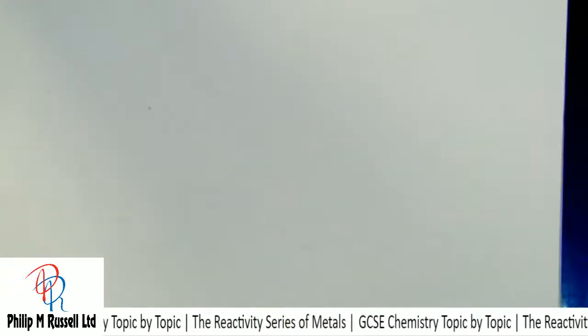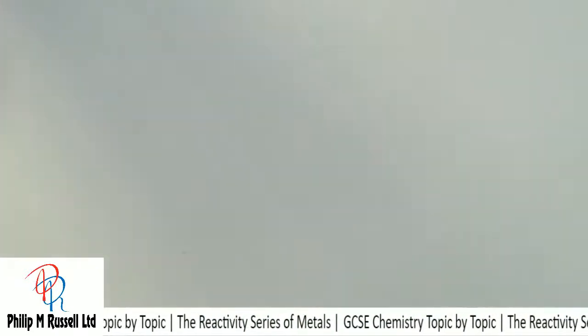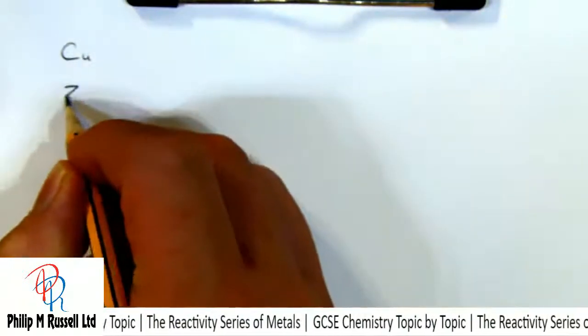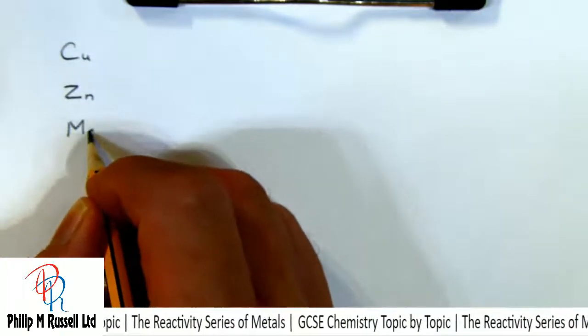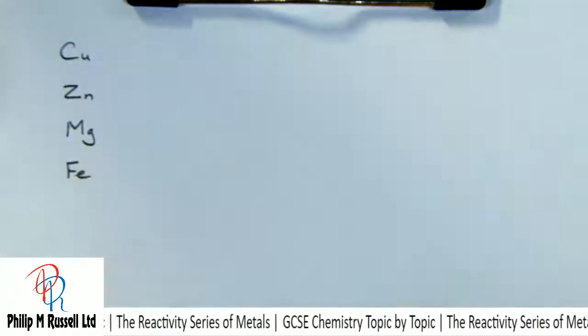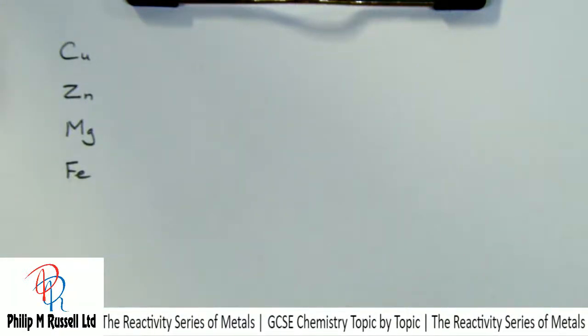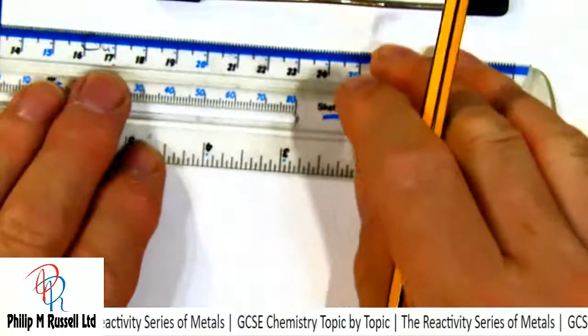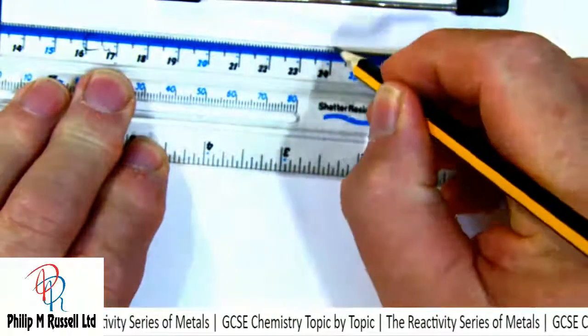We've got to do something to make ourselves a little method so we can actually achieve this. So let's have a go and see what we can do to make this fair. Right, so we've got our metals. We've got copper, we've got zinc, we've got magnesium, and we've got iron. These are in no particular order, since at the moment I have no idea which is the most reactive and which is the least reactive.